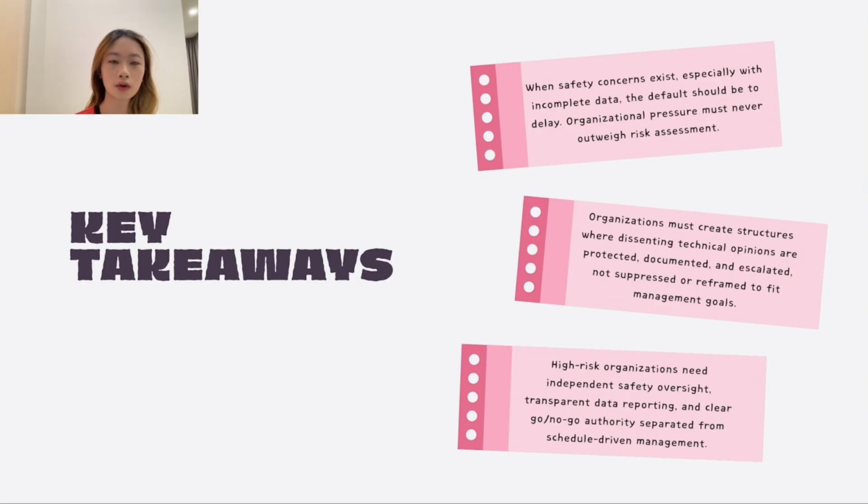Third, high-risk organizations need independent safety oversight and transparent reporting. There must be clear go or no-go authority that is separate from schedule-driven management, so decisions are based on safety and evidence, not deadlines. In summary, prioritizing safety, encouraging open communication, and ensuring independent oversight are essential to preventing serious failures.